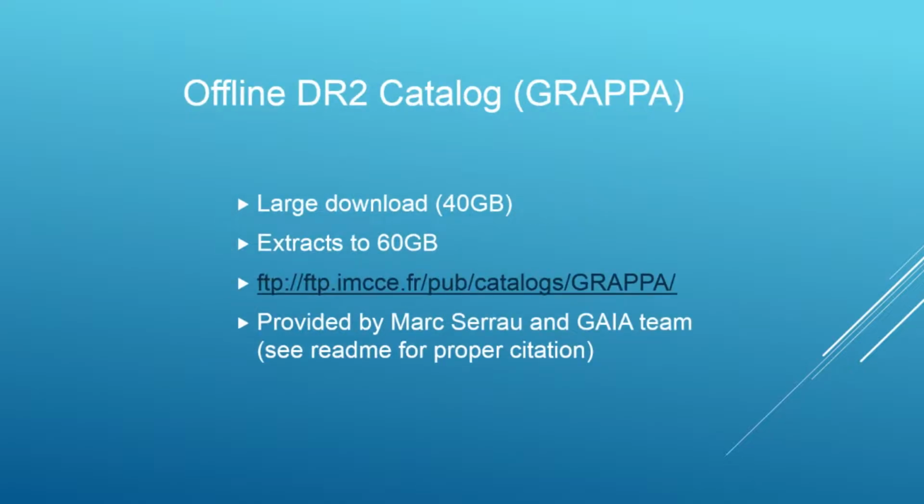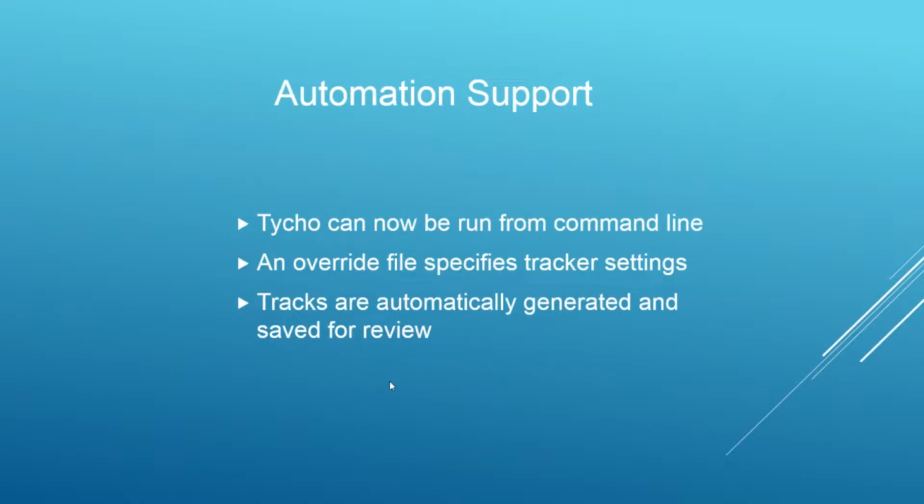As you might expect, the offline DO2 catalog is a fairly large download. It comes in at 40 gigabytes and it extracts out to 60 gigabytes. So it does require a fairly decent internet connection, and if you are interested, it is available here at this link. It has also been provided by Mark Serow and the Gaia team, and they do ask that if you publish work using this catalog that you provide credit to them, and they have a README file on how to do that.